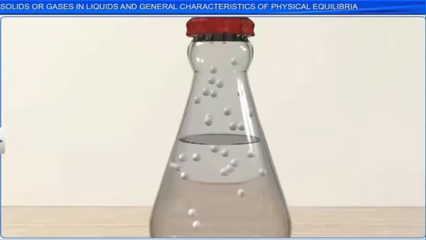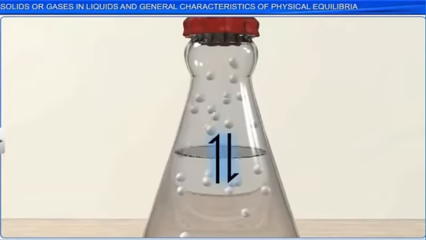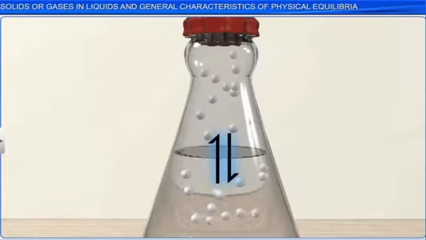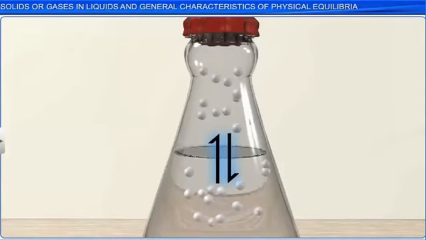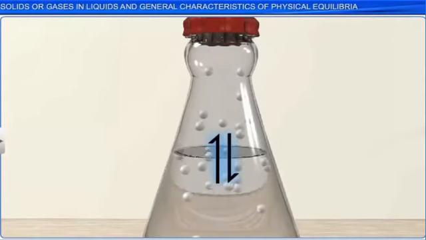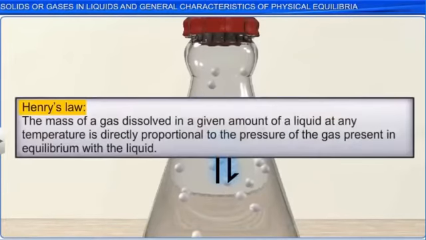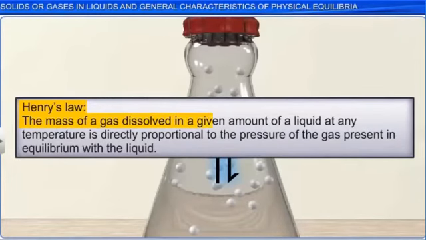At a given pressure, equilibrium exists between the carbon dioxide molecules in the gaseous state and those in the dissolved state in the liquid. This equilibrium is governed by Henry's law, which states the mass of a gas dissolved in a given amount of a liquid at any temperature is directly proportional to the pressure of the gas present in equilibrium with the liquid.